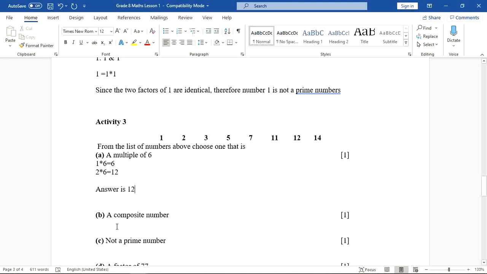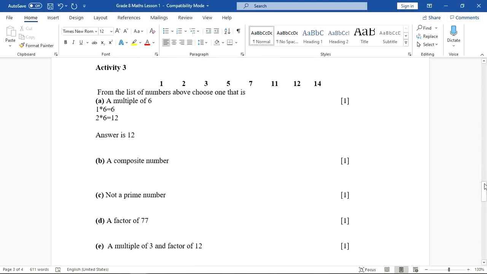Part B says a number that is a composite number. Okay, so a composite number has more than 2 factors. Any number with more than 2 factors. So let's see. Factors of 1, 1. Factors of 2, 1 and 2. Factors of 3, 1 and 3. 1 and 5. 1 and 7. 1 and 11. Okay, let's list all the factors of 12. 12 has the following factors: 1, 2, 3, 4, 6, and 12. So 12 is a composite number because it has more than 2 factors.